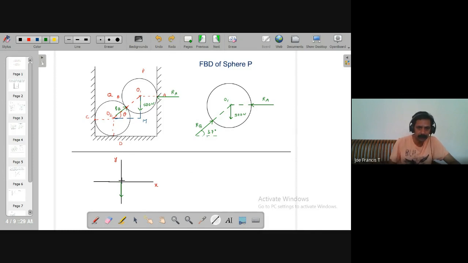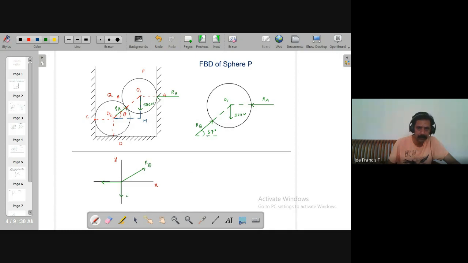I'll draw to the left. To the left, you have RA. And then RB, which is inclined at an angle of 37 degrees to the horizontal. So these are the three forces which are acting. So this force is RB.